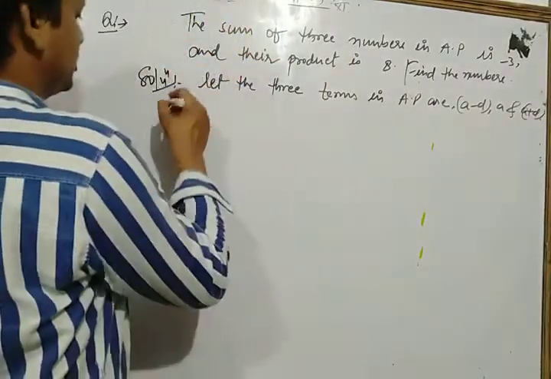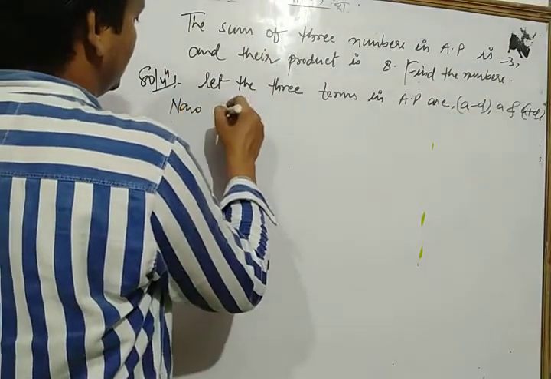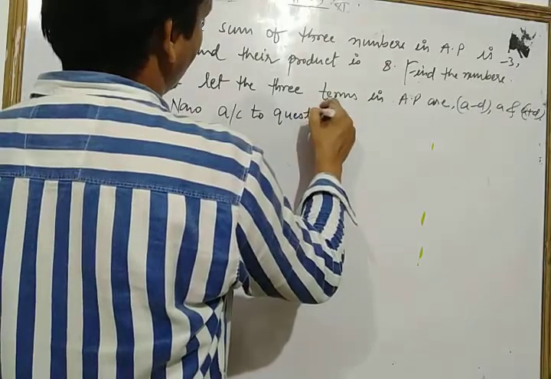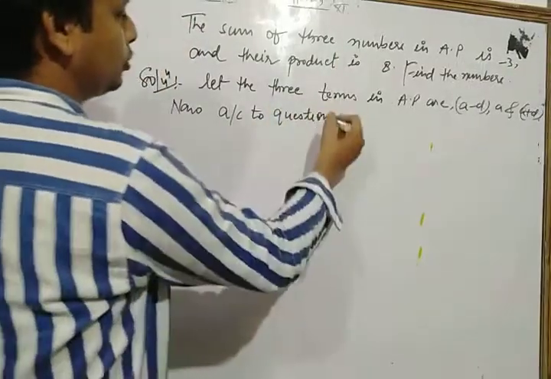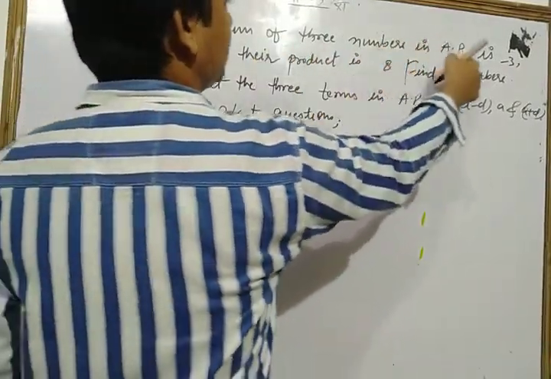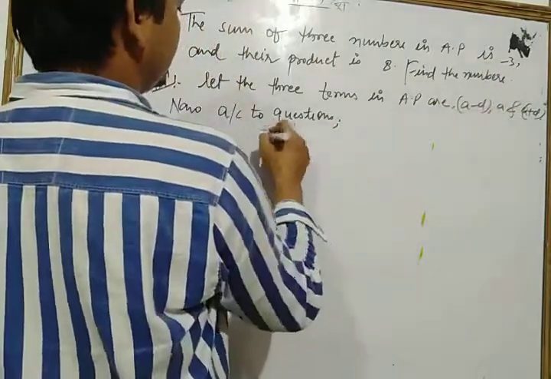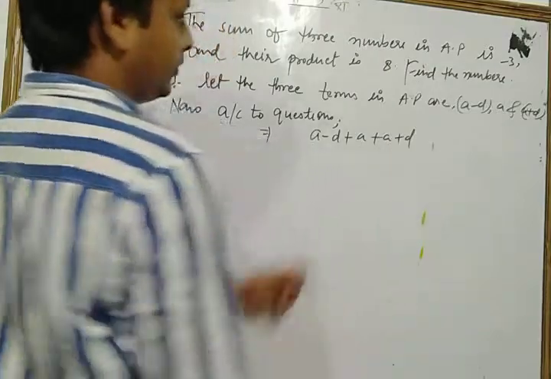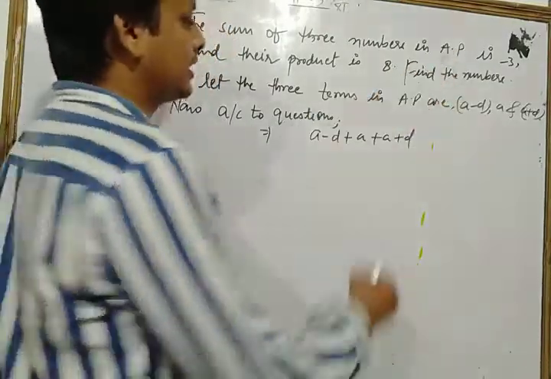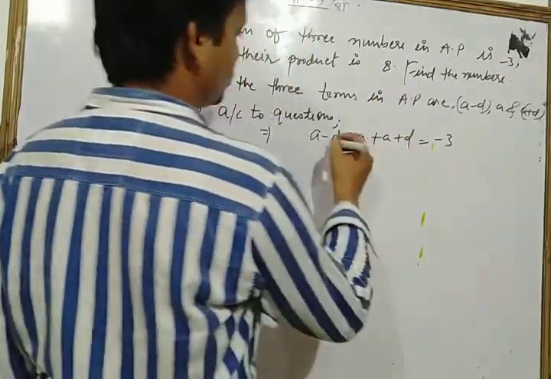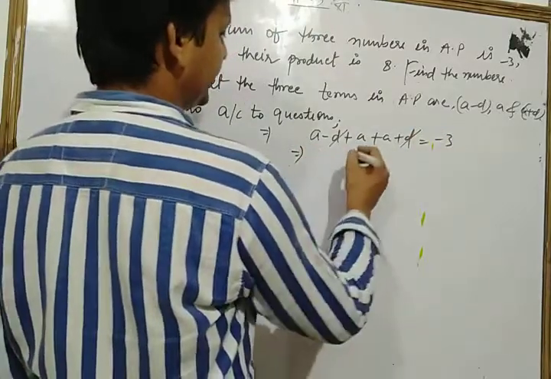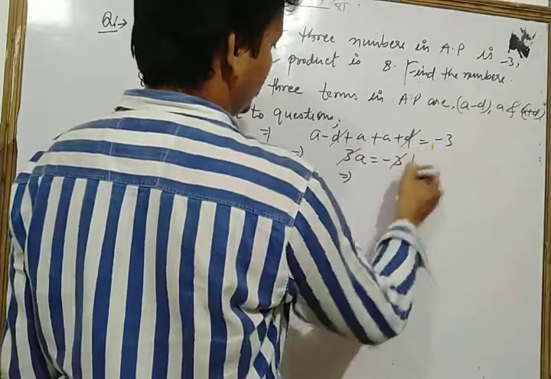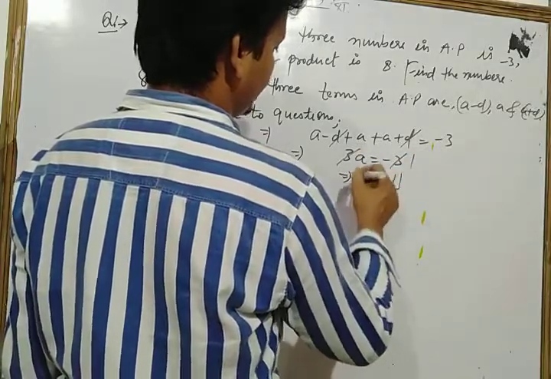Now according to the question, the sum of 3 numbers in AP is minus 3. So their sum means A minus D plus A plus D, and the sum of the numbers is minus 3. So here D and D cancel out. So we get 3A is equal to minus 3. So the value of A is minus 1.